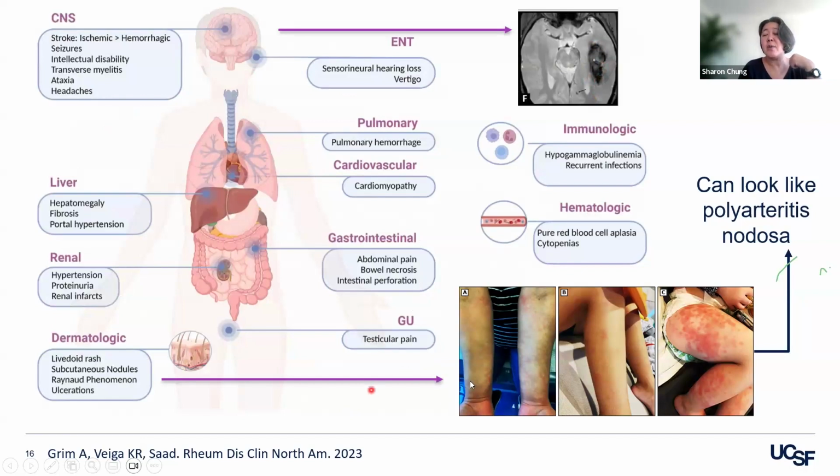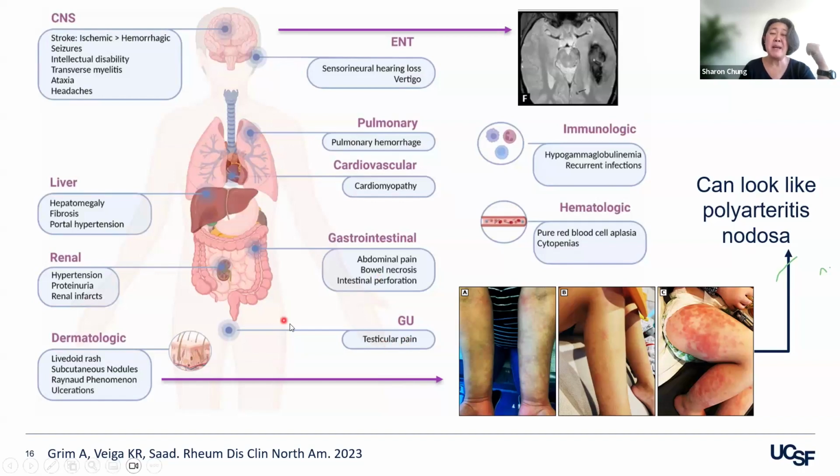These patients can also have very dramatic skin rashes, shown here on the bottom right, and other organ systems that can be involved can include their kidneys, where they have high blood pressure or protein in their urine, can be in their GI tracts, where they can have tissue damage of their bowel, or can actually even affect their testes and have testicular pain.